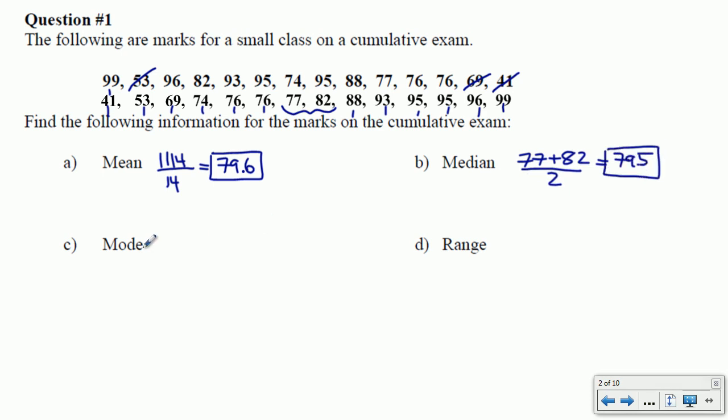And for the mode, the number or numbers that occur most frequently, it looks like 76 occurs twice, 95 also occurs twice. So we have a tie for the numbers that occur most frequently. So there are multiple modes, 76 and 95 in this set. And for the range, we subtract the lowest from the highest. So 99 minus 41 gives us 58.